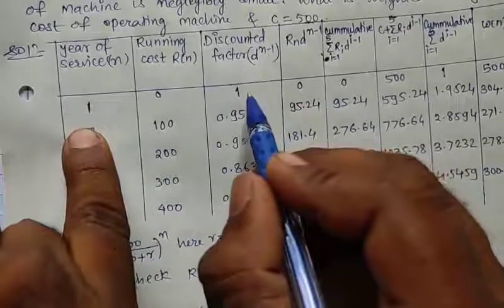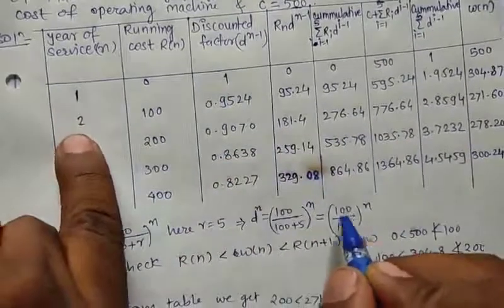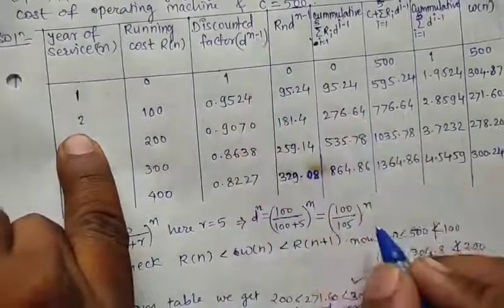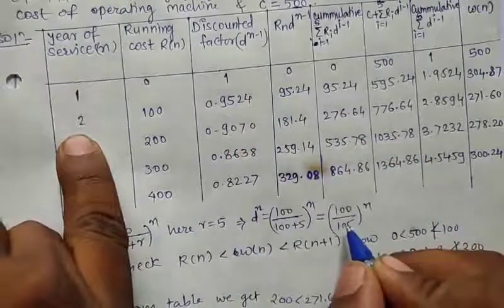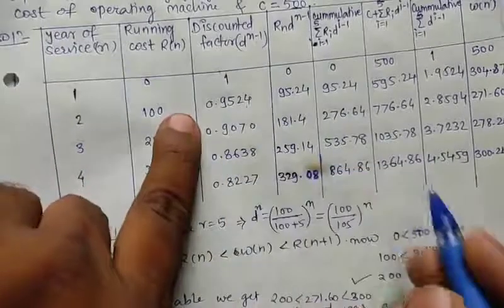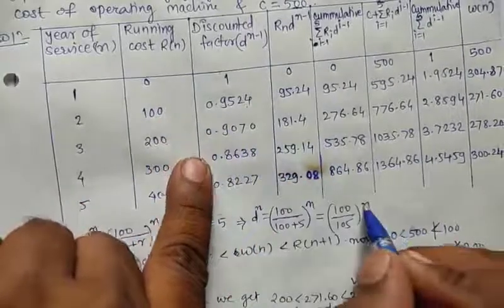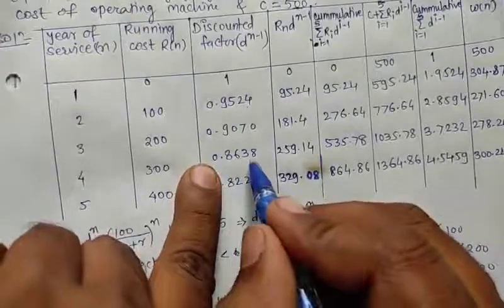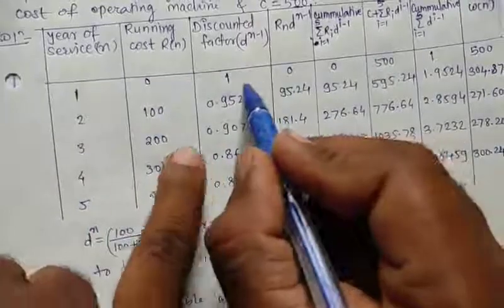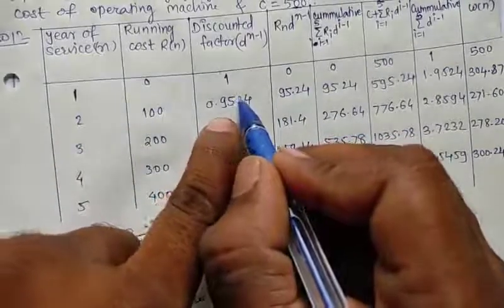Any non-zero number raised to the 0 power is again 1. Next, putting n equal to 2, d raised to 2 minus 1 is 1. So for d raised to 1, 100 upon 105 will be 0.9524. Next, taking its square, we get 0.9070. Next, its cube, which is 0.8638, because here d raised to n minus 1, this is the value of n. Here we take the power of 100 upon 105 raised to 1 power.